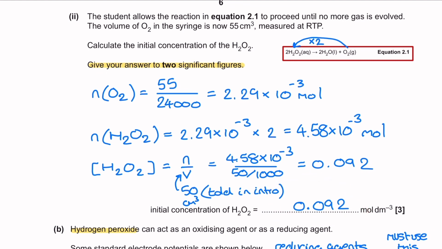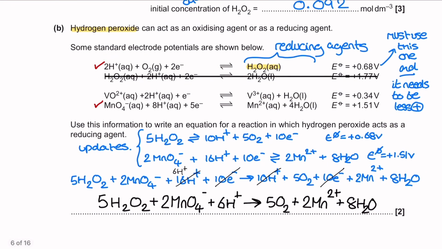There we go. Hydrogen peroxide can act as an oxidizing agent or as a reducing agent. Some standard electrode potentials are shown below. So we've got an electrochemical series here, but I think they did quite a sly tactic. Check out these standard electrode potentials down here. They're not in the right order. And the reason for that is because they've separated, they've even put a little gap through the middle, the hydrogen peroxide containing half equations in a different section. Now here you're asked to demonstrate by the question hydrogen peroxide acting as a reducing agent.